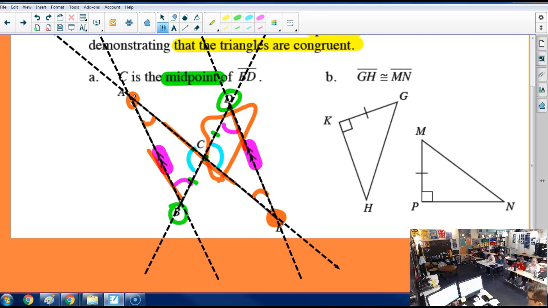The second one's very easy. It's just angle, side, because of the Pythagorean theorem. Okay. Well, what are we trying to prove in this one? That the two triangles are congruent.